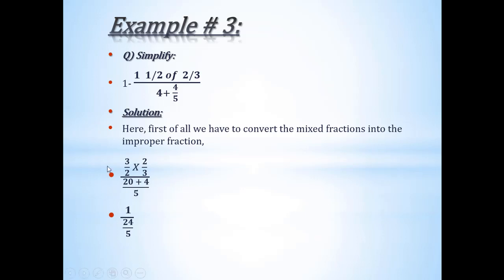Finally this 3 will cancel this 3, this 2 will cancel this 2, and we will be left in the numerator with 1, and in the denominator we will have 20 plus 4 is 24 over 5. Okay, so we can say that 1 is divided by 24 over 5. So we can write the fraction like this: 1 is divided by 24 divided by 5.